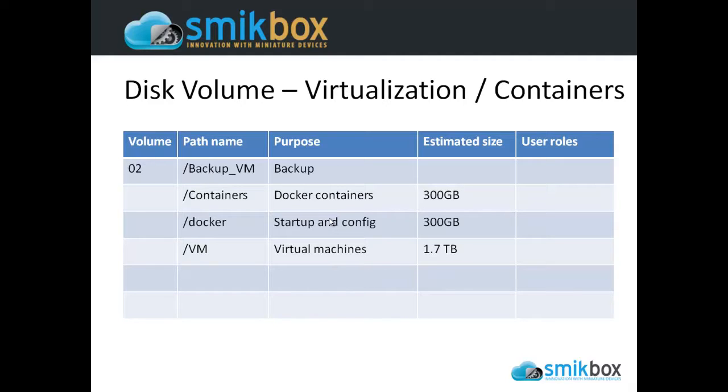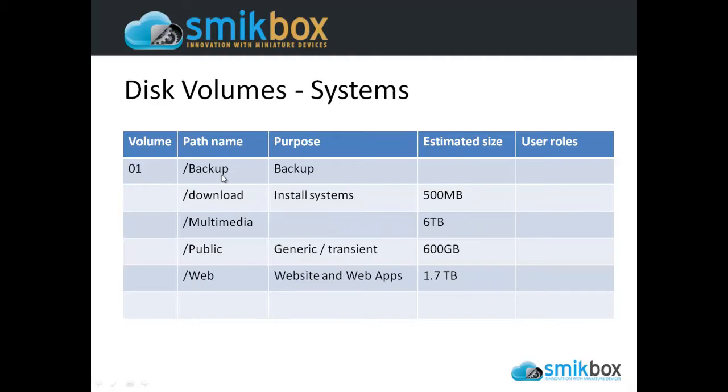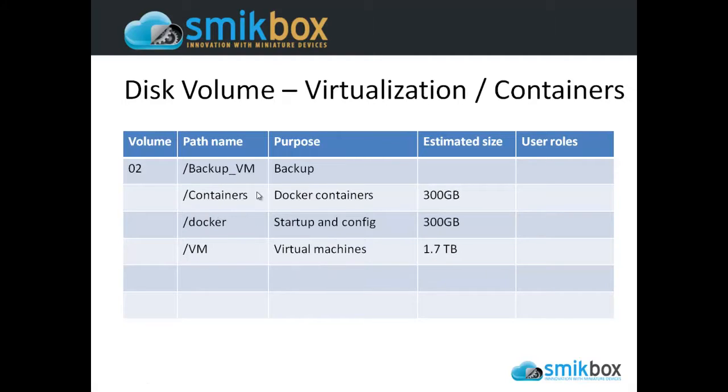The second volume. I'm suggesting creating a second volume here, and this volume is used with these folders in it. There's a backup folder for this volume again, and it's got a different name to the one in the prior volume. I'll explain that as I'm going through. It has a containers folder, a Docker folder, and a virtual machine folder.